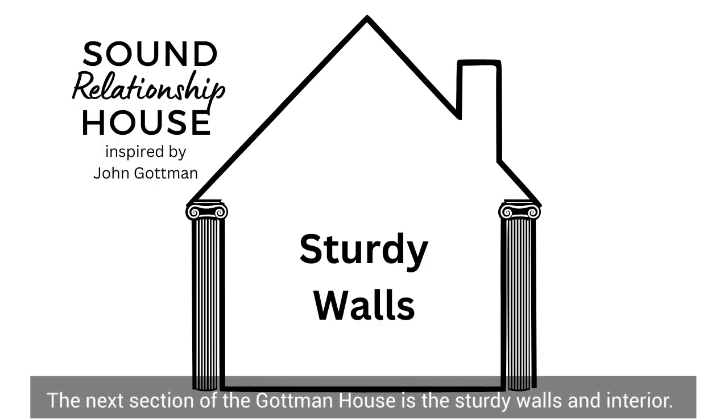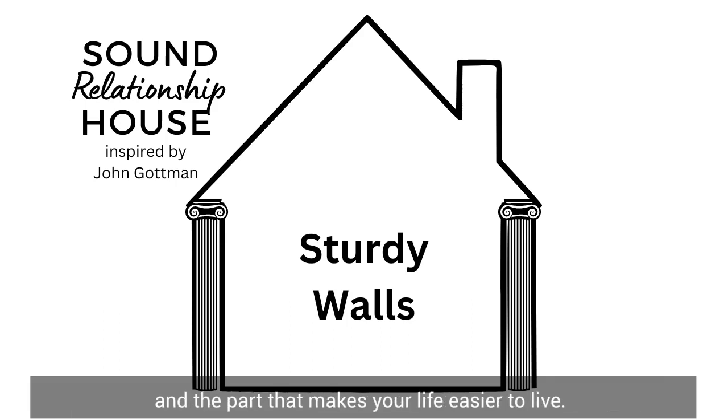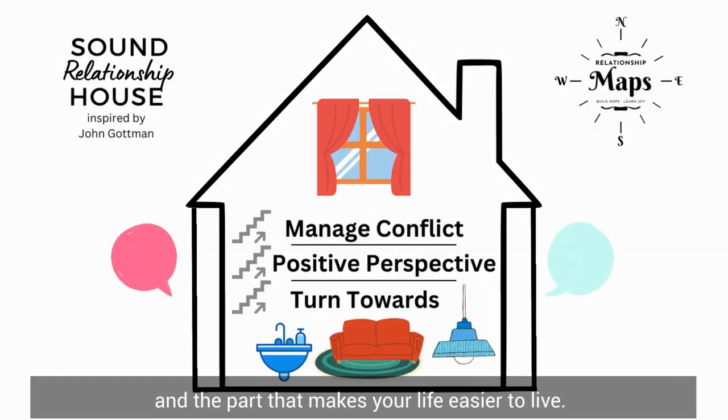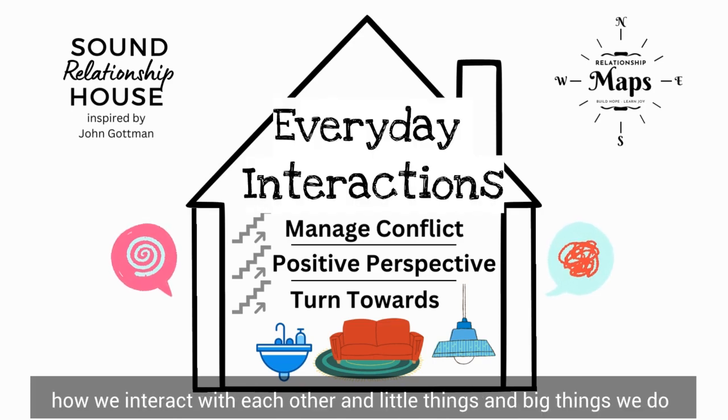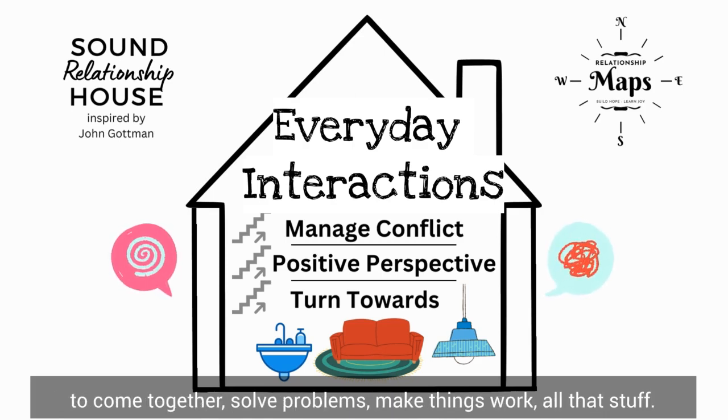The next section of the Gottman house is the sturdy walls and the interior. It's the part that both holds up the roof and connects everything together, and the part that makes your life easier to live. So fixtures, windows, doors, all those sorts of things. And they think of that as our day-to-day interactions, how we interact with each other, and the little things and the big things we do in order to come together and solve problems, make things work, all of that sort of stuff.